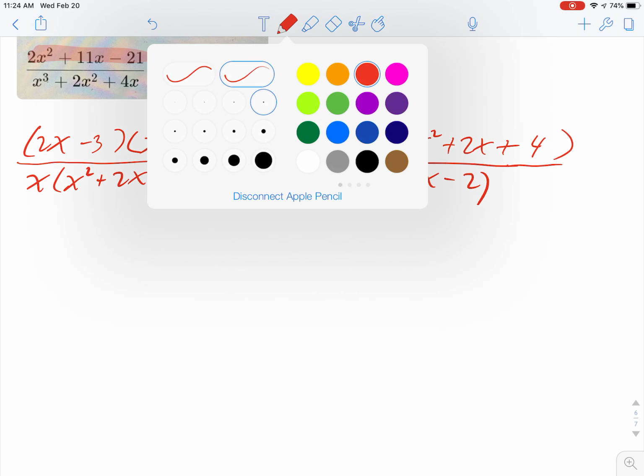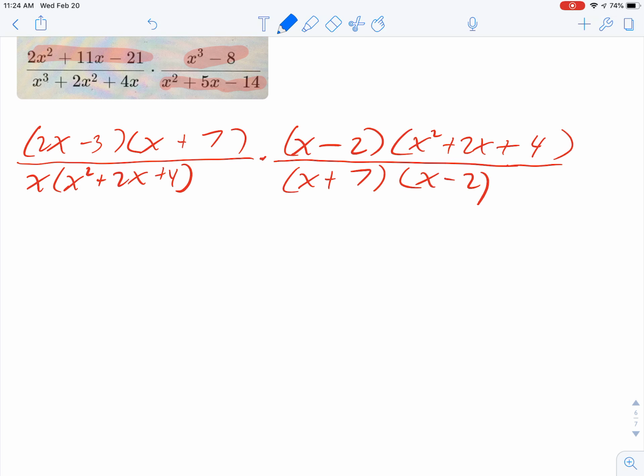Okay, so now we're going to look for common factors in the numerators and the denominators. And remember, everything's multiplied together, so anything in either fraction, numerator, denominator, can cancel because we can rearrange with the commutative property. So let's see what we've got here. I see an x plus 7 on the top and x plus 7 on the bottom. I see an x minus 2 on the top and x minus 2 on the bottom. And I see an x squared plus 2x plus 4 on the top and also on the bottom. Boy, that's satisfying, isn't it?